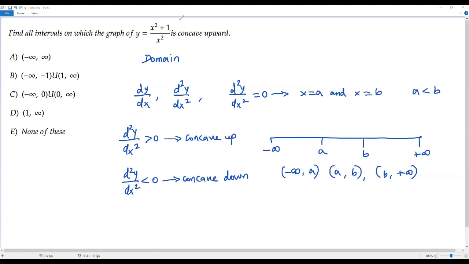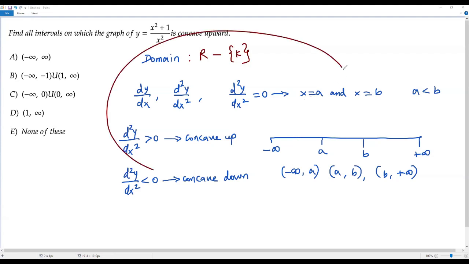Also, let's consider the domain of the function. What role does the domain of the function play in finding the intervals of concavity? For example, say the domain of the function is all real numbers except k. In case you have the value k in the intervals of concavity, it has to be excluded because k has been excluded from the domain. So the same k has to be excluded from the intervals of concavity if you have that k in them.